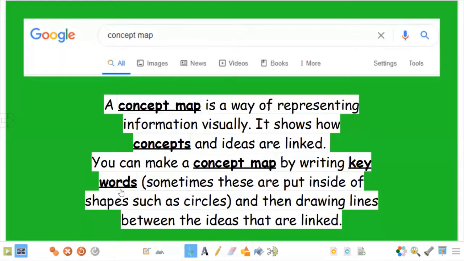Words, keywords. That doesn't sound right. Maybe that's a naughty, or maybe it's making another vowel sound. Maybe it's one of those naughty like Twirl the Girl or Water the Flowers. Words. Keywords. You can make a concept map by writing keywords. Yeah, that seems to make sense, doesn't it?